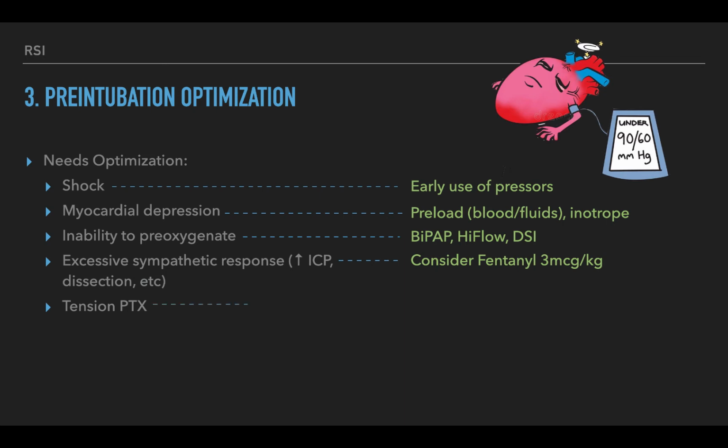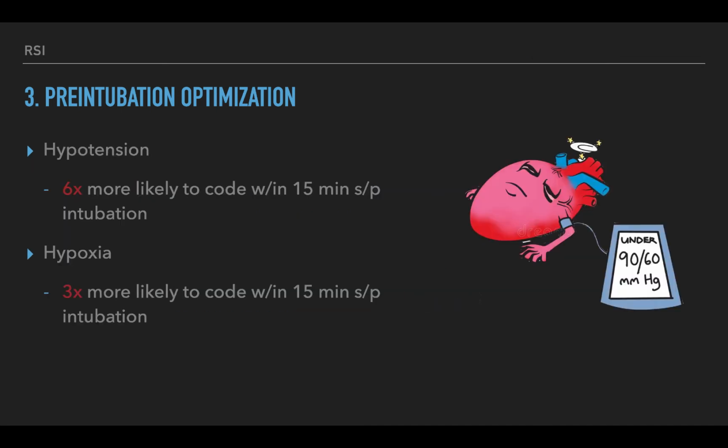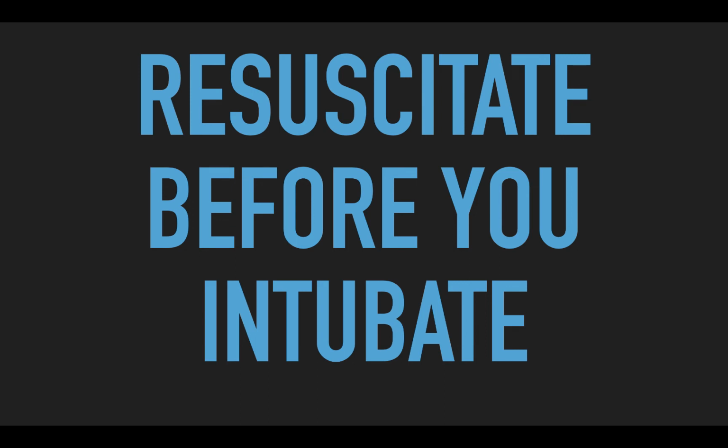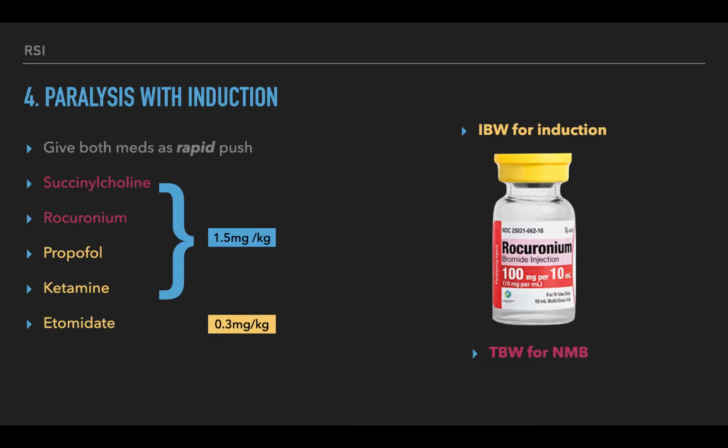And then obviously, if your patient has something like a tension pneumothorax, you're going to treat that with a chest tube. So again, they've done a lot of studies about this, and those patients who are hypotensive prior to intubation are 6 times more likely to code within 15 minutes status post-intubation. Similarly, those patients who are hypoxic are 3 times more likely to code within those 15 minutes. So just like the mantra states, always remember to resuscitate before you intubate your patient.